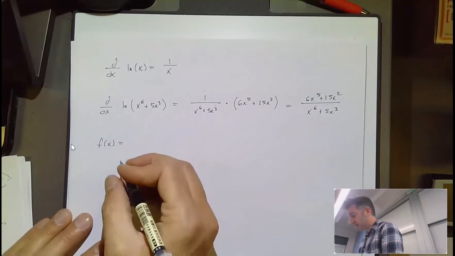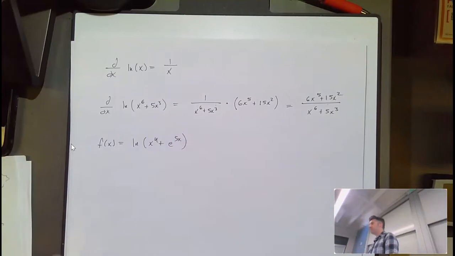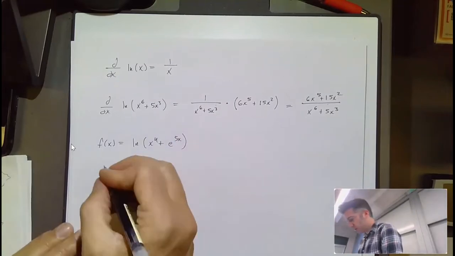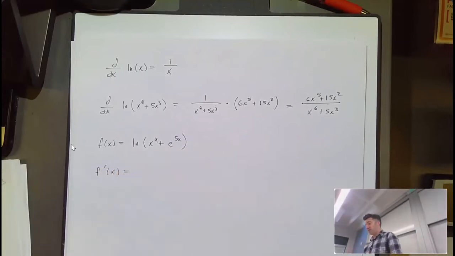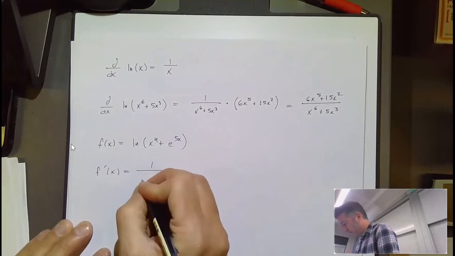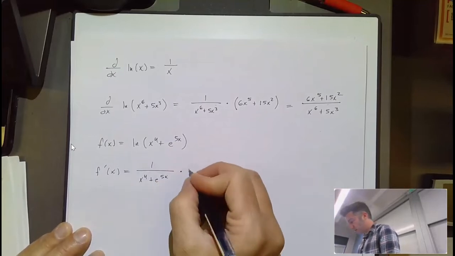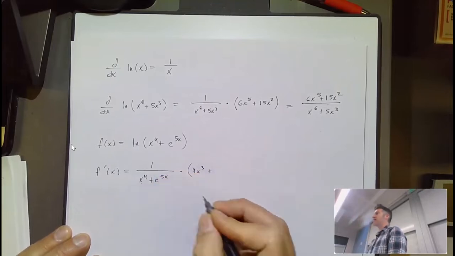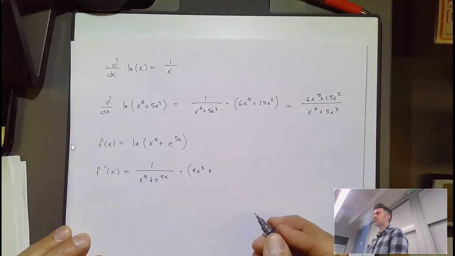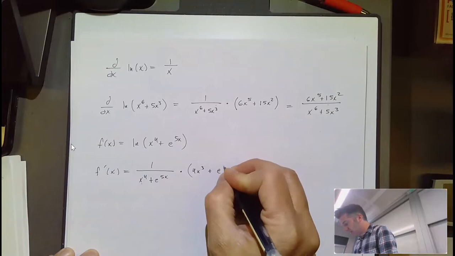So let's say our function was the natural log of x to the 4th plus e to the 5x. And we want to take the derivative. So f prime of x is going to be, well, same pattern. The derivative of the natural log of some stuff is 1 over the stuff times the derivative of that stuff, which is going to be derivative of x to the fourth is 4x cubed. What's the derivative of e to the 5x? Not quite. So what's the derivative of e to the x? Still e to the x. So the derivative of e to the 5x is going to be e to the 5x.